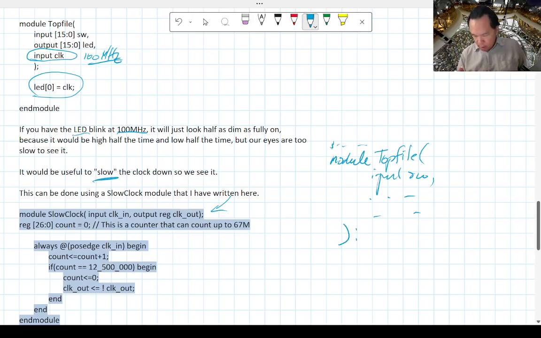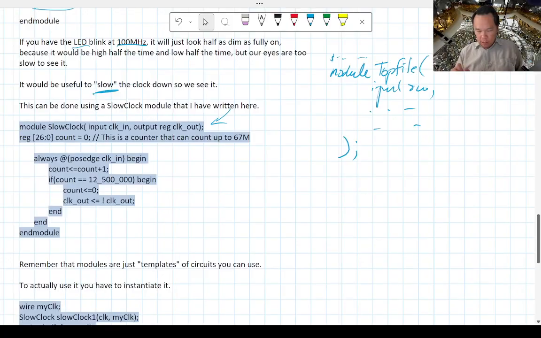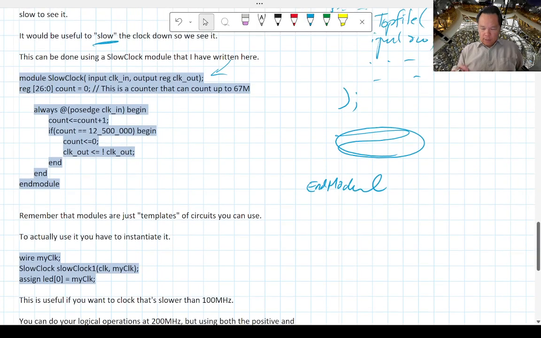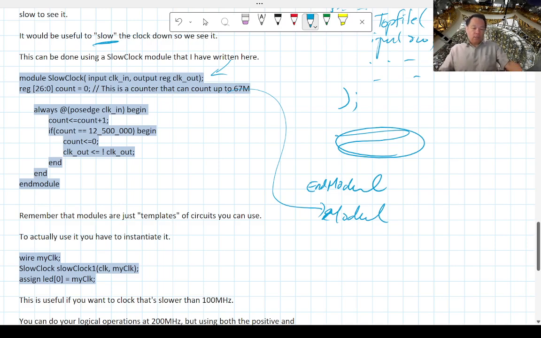And then you end with an apostrophe here. And then you do your code on here, right? And then you have end module, right? You can make additional modules in the same file or in a different file if you want. So this actually goes beneath the last end module of your top file.